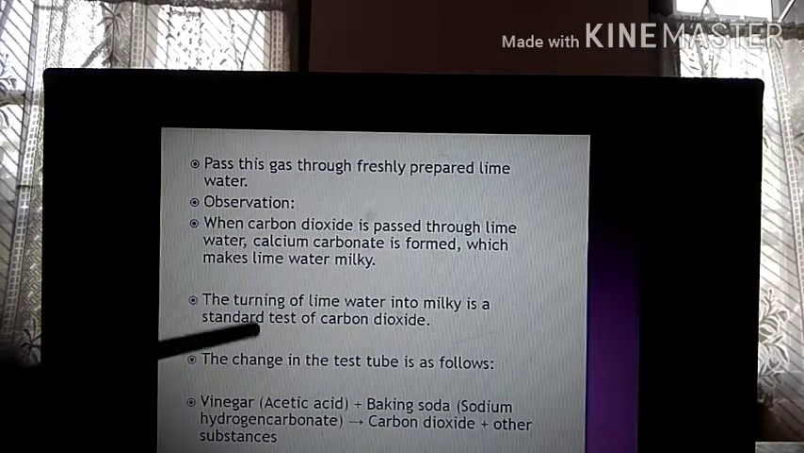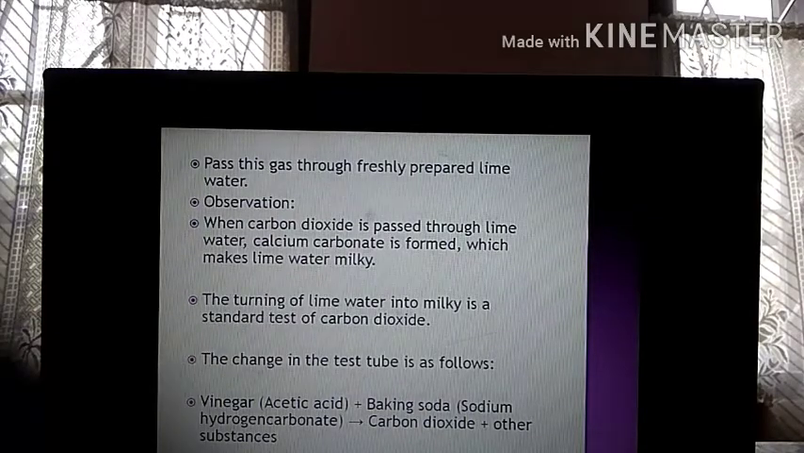The turning of lime water milky is a standard test of carbon dioxide. That means if you pass any other gas through lime water, it will not become milky. If you pass hydrogen gas, chlorine gas, or nitrogen gas, it is not going to become milky. Even if you pass oxygen gas, it will not become milky.